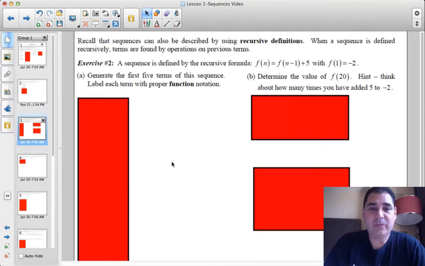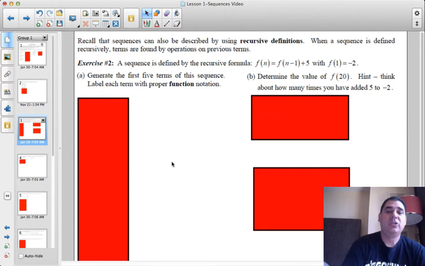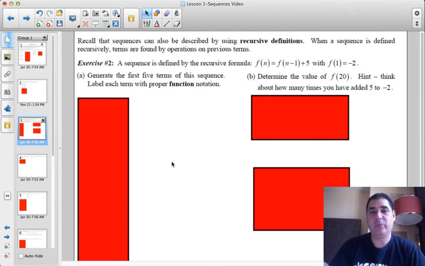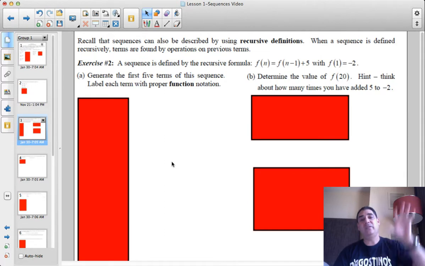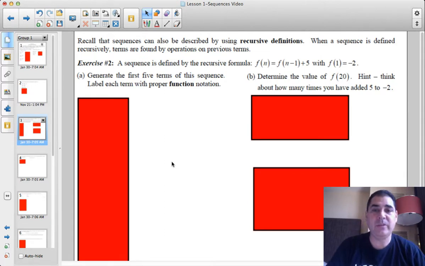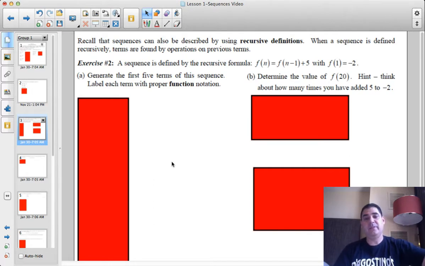Recall that sequences from Algebra 1 can also be described by using recursive definitions. When a sequence is defined recursively, terms are found by operations on previous terms. So if you want the next term of a sequence with a recursive definition, you need the previous term. If I have the first term and I want the second term, I have to use the first term to get my answer. If I wanted the 80th term of the sequence, I need the 79th term. I need the previous term.